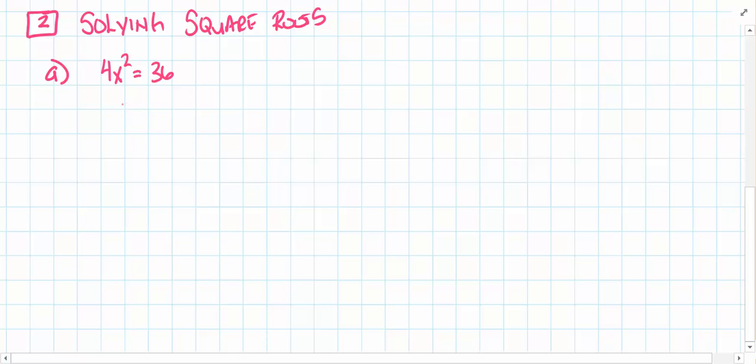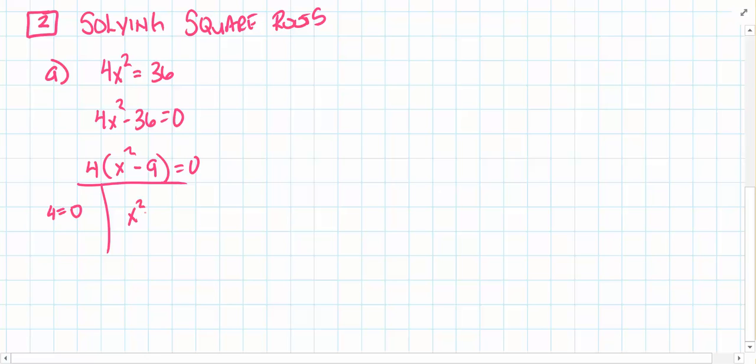You could subtract 36 from both sides. Yes, indeed. That would give us 4x squared minus 36 is equal to 0. We can take out a 4. That will leave us with what? I think it's x squared minus 9, right? Equals 0. So we'd have the zero product property. So either 4 equals 0 or x squared minus 9 equals 0. Well, 4 never equals 0, so that can't be true. But this could be what?